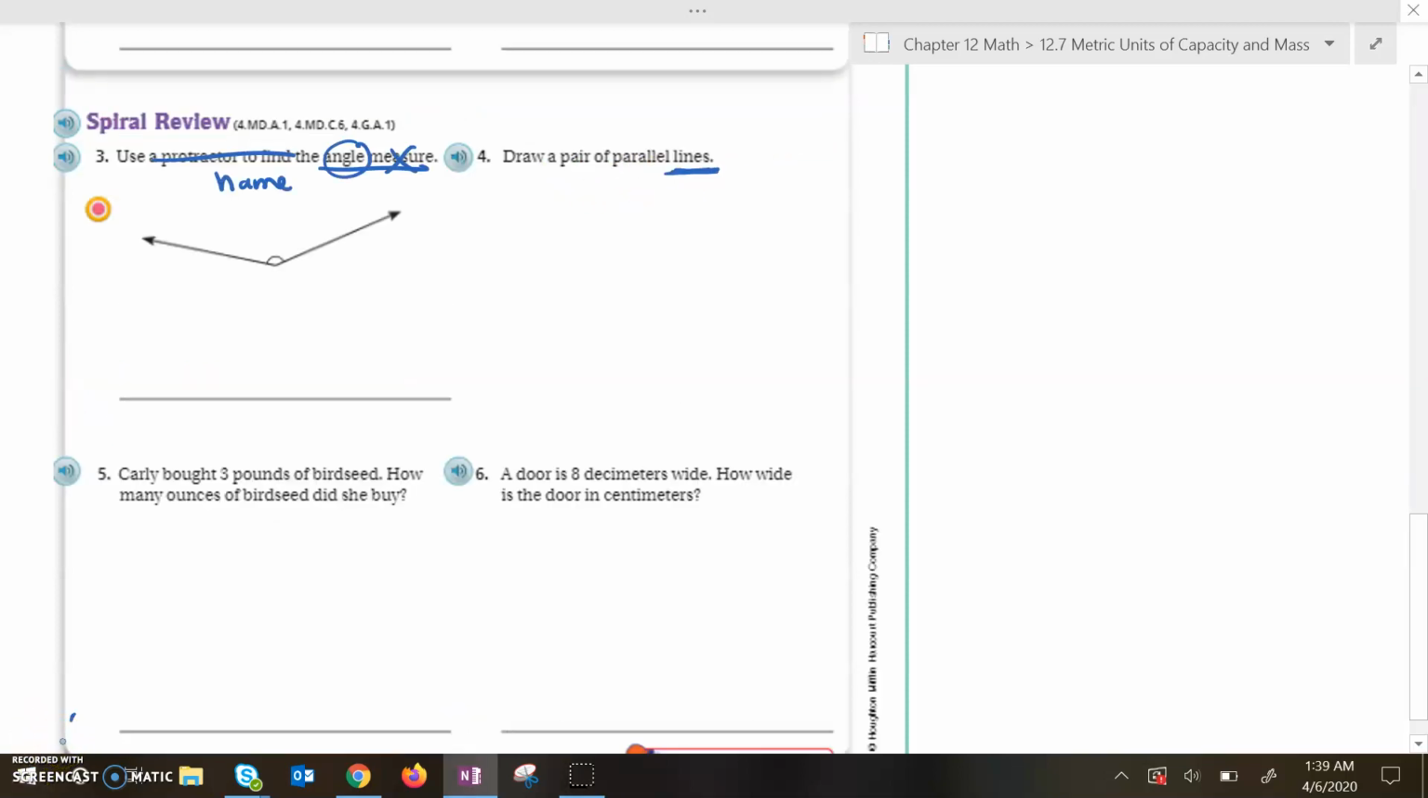Alright, so number 3, I want you to name the angle because we did not teach in class how to measure the angle. So name the type of angle. Number 4, draw a pair of parallel lines. Now lines are different from line segments. Number 5, Carly bought 3 pounds of birdseed. How many ounces of birdseed did she buy? Number 6, a door is 8 decimeters wide. How wide is the door in centimeters?